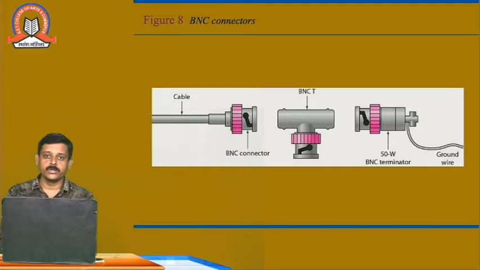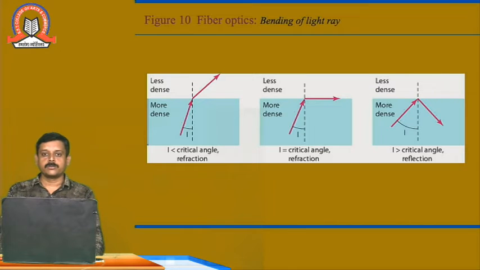Then we have the BNC connectors for these cables. Usually we can't use a basic connector for them, because if we do, the signal might get affected. So we use a BNC connector, in which we have cables, then BNC taps, and we connect it with a ground wire supply.